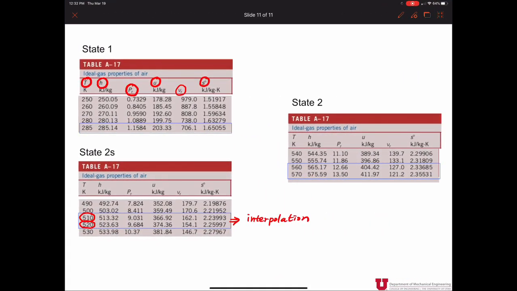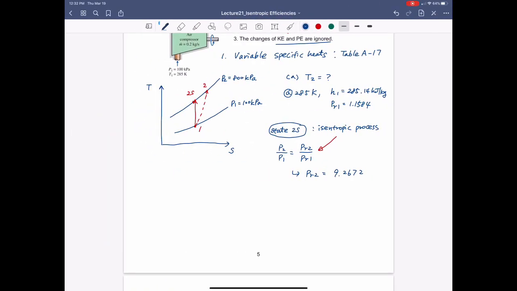I hope now you know how to do the interpolation. Then, from the interpolation, we can calculate H2S at 517.05 kilojoule per kilogram.